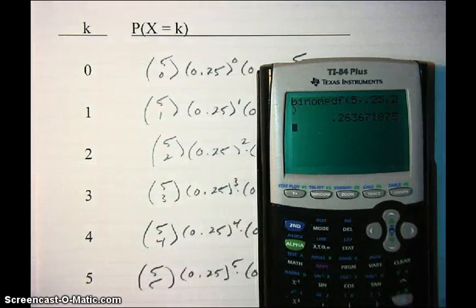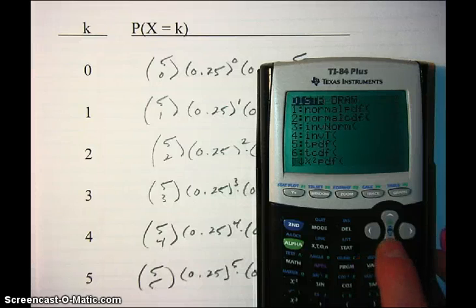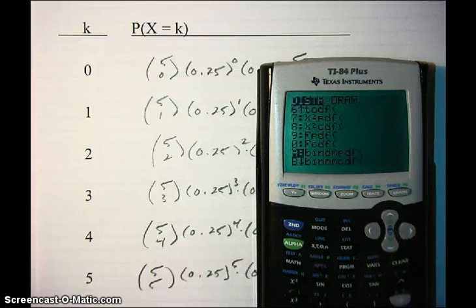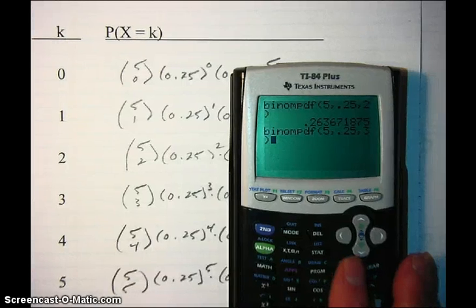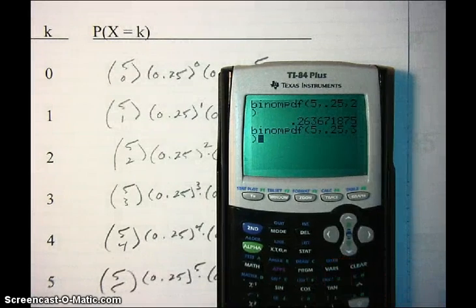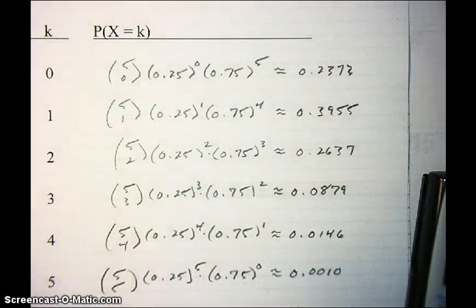If you want to find the binomial probability for 3 successes, well, a similar deal. Pick Binomial PDF, put in the number of trials, the probability of success on any given trial, and the number of successes we're interested in, and press enter, and there it is, 0.0879, which is what we got when we did it this way.